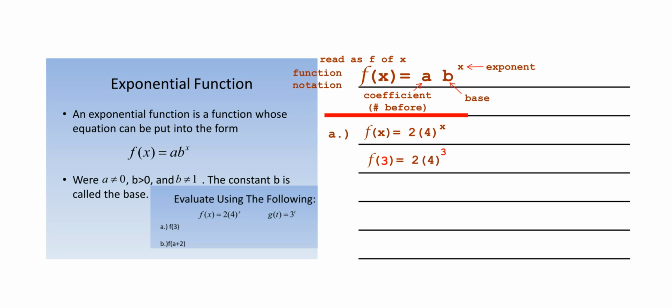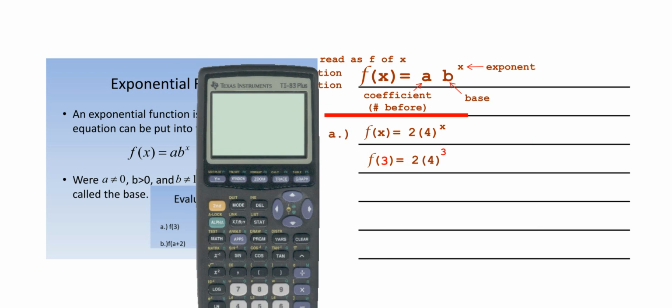Do remember the order of operations. The order of operations says we have to do exponents first, then multiplication. So we can't multiply 2 times 4 yet. We have to do the exponent, 4 to the third, or in other words, 4 times 4 times 4. 4 times 4 is 16, 16 times 4 is... this is where your calculator could come in handy.